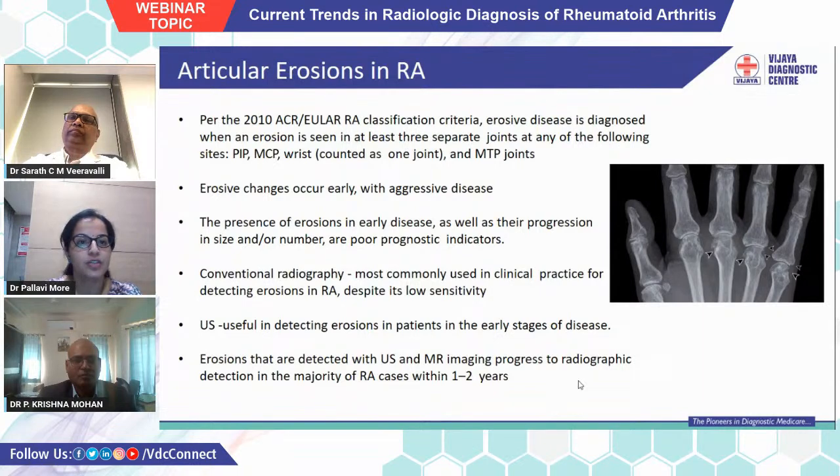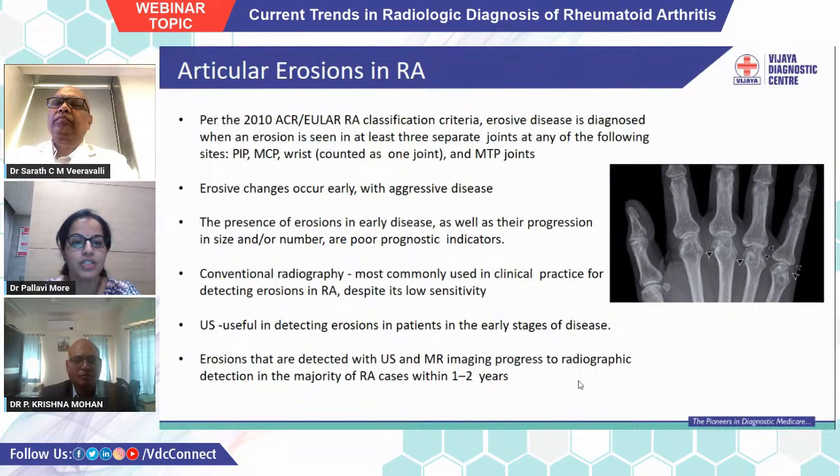So in the imaging findings of rheumatoid arthritis, we will discuss articular erosions. As per the 2010 ACR and EULR RA classification criteria, erosive disease is diagnosed when an erosion is seen in at least 3 separate joints, involving the proximal interphalangeal joints, metacarpophalangeal joints, or wrist, which is counted as one joint, and the metatarsophalangeal joints. It shows erosive changes in early disease, which leads to aggressive disease.